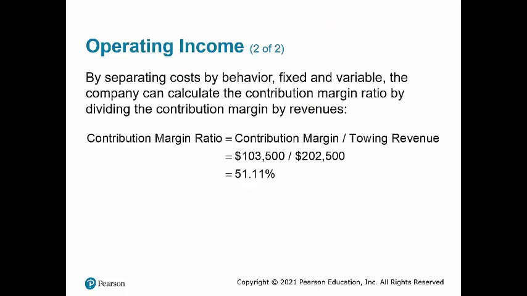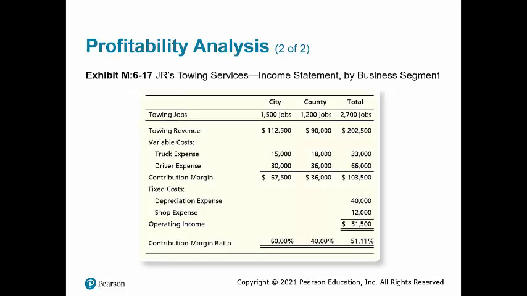By separating costs by behavior, fixed and variable, the company can calculate the contribution margin ratio by dividing the contribution margin by revenues. And we can see from this slide that the contribution margin ratio for JR's Towing is 51.11%. At the level of services provided in 2024, the company is operating well above the break-even point and is able to cover the fixed cost and also generate profits.